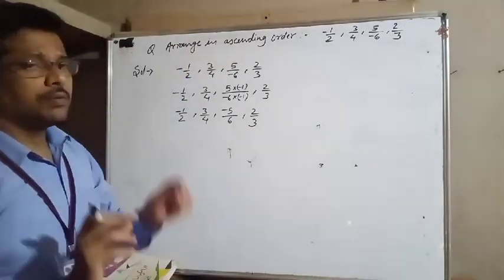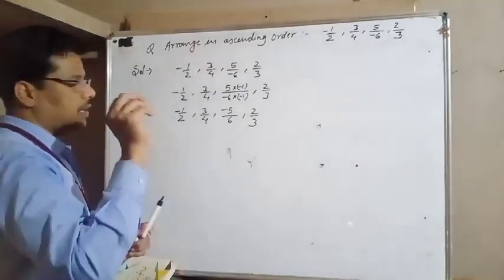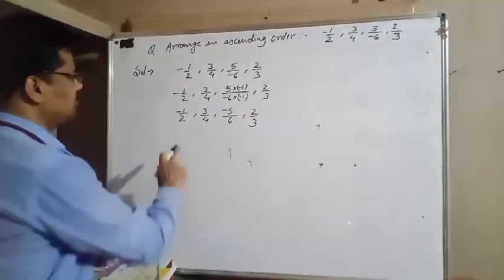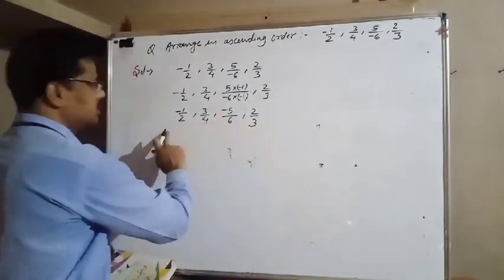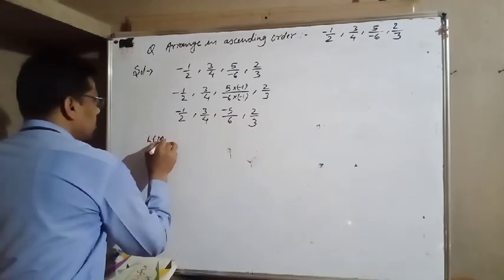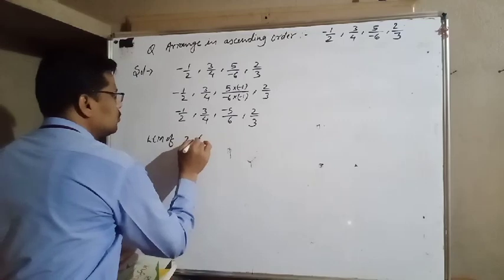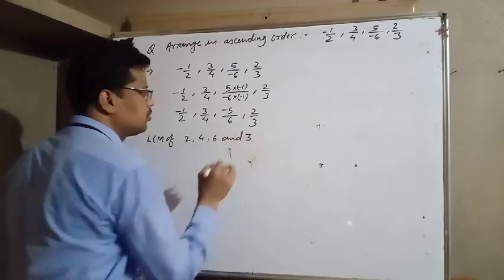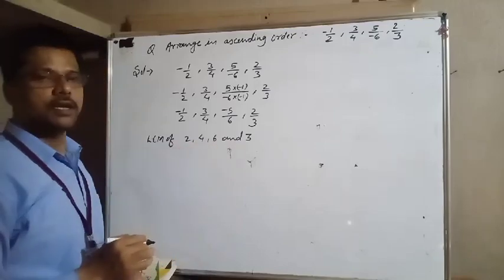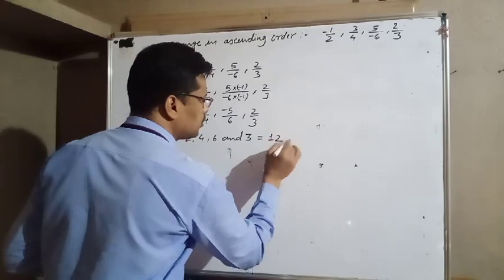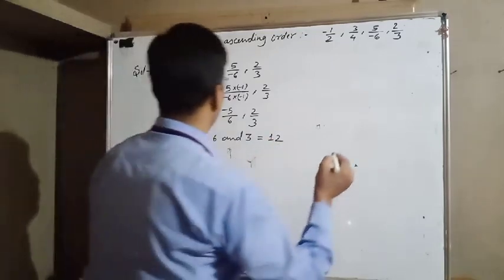Ascending means what? Whenever we want to compare or add or subtract two or more rational numbers, we need to find out the LCM of their denominators. Let's find the LCM of 2, 4, 6 and 3. Do you know what the LCM of 2, 4, 6 and 3 is? It will be 12. If you don't know, I will show you how to find it.